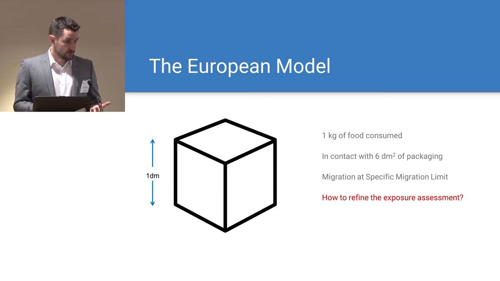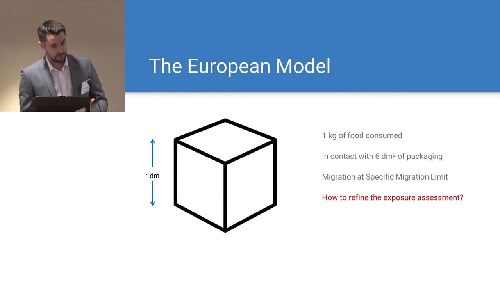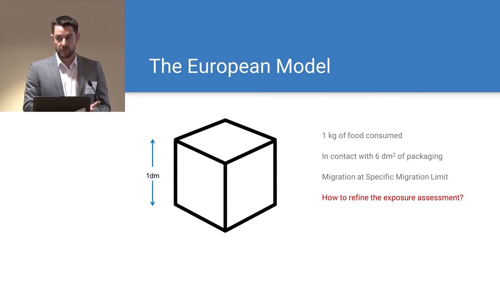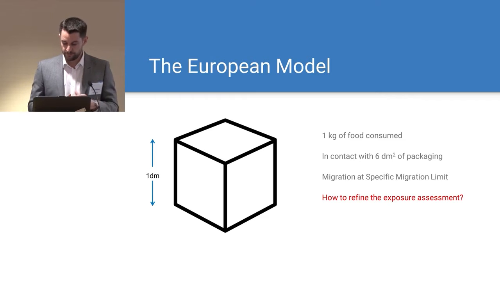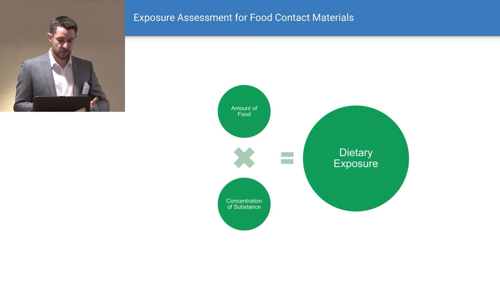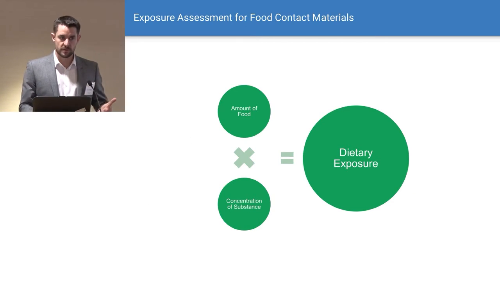This is very, very useful and very quick to apply, and if you find that your exposure is appreciably low, then you don't need to do any more. But this model becomes very unhelpful if you find your exposure is too high and you want to refine it. So the question I would pose is then how do you refine your exposure assessment beyond these kind of screening calculations? So going back to our equation again, you have two inputs and you want to provide more detail around these things.